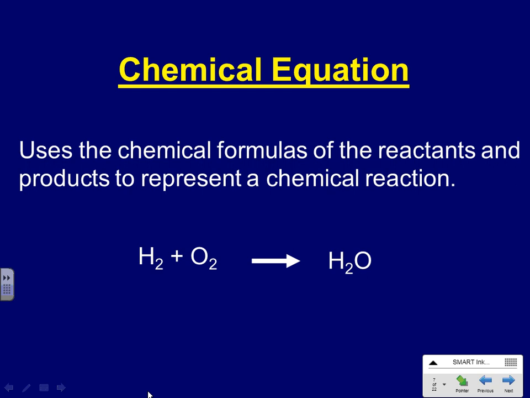And the chemical equation simply replaces the names with their chemical formula. Now, this is not what we call a balanced chemical equation. Again, I'll inform you tomorrow on what that means and why that is.